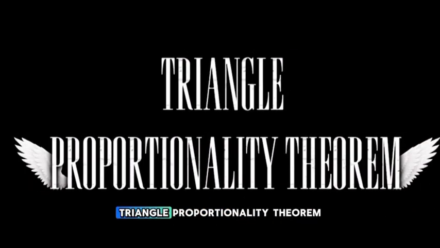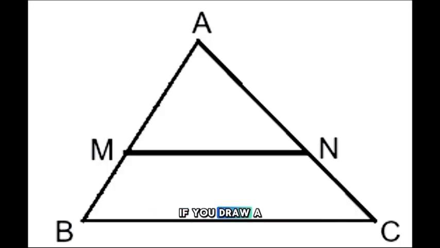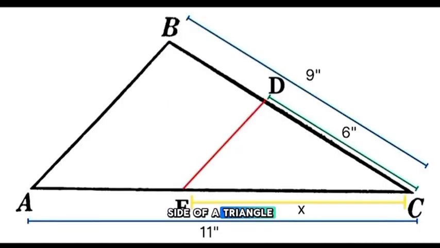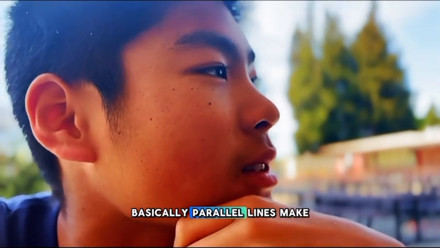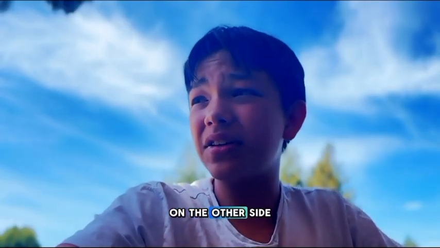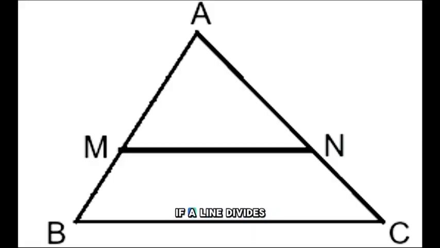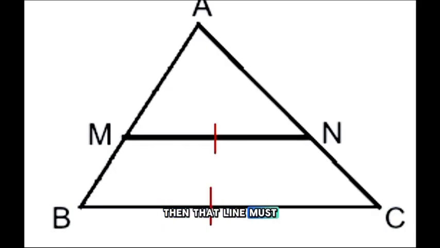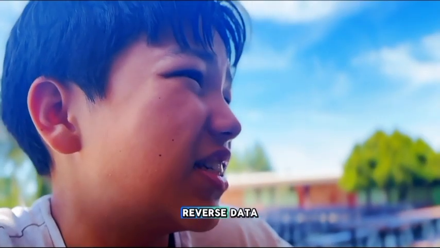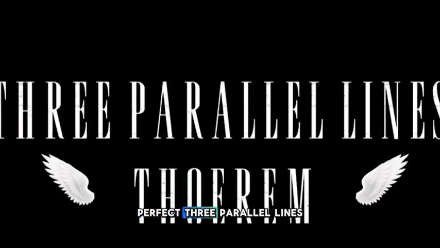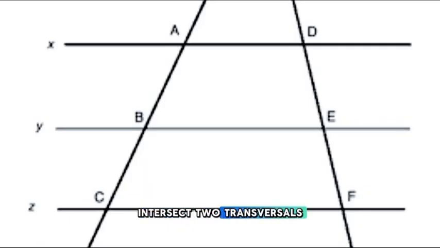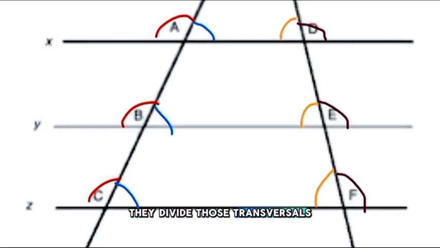Another theorem is the triangle proportionality theorem. This means if you draw a line parallel to one side of a triangle, it creates matching ratios on the other two sides. Basically, parallel lines make ratios consistent. So splitting an angle makes a proportion on the other side. The converse says if a line divides two sides proportionally, then that line must be parallel to the third side. So that's just the reverse. Perfect. The three parallel lines theorem says that if three parallel lines intersect two transversals, they divide those transversals proportionally.